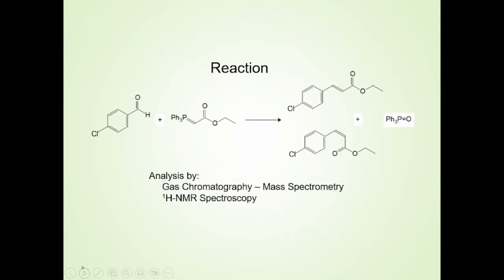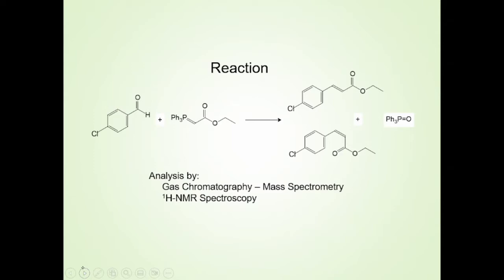But at this point, we're needing to identify which isomers are present and the relative amounts. And we're going to be using gas chromatography. It's quantitative. It will tell us the amounts that we have, but it does not identify the particular compounds. Mass spectrometry will help you identify the peaks as far as whether or not they are alkene or unreacted aldehyde, triphenylphosphine oxide, or something else. But it doesn't distinguish between the two isomers. So we'll know we have this peak and this peak are both alkene, but we don't know one is cis and one is trans.